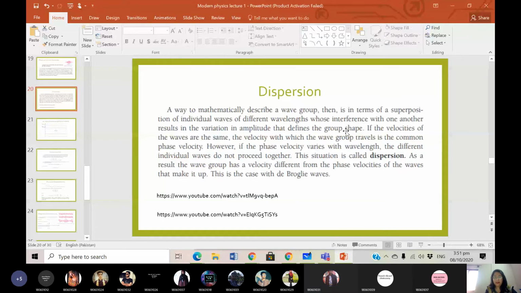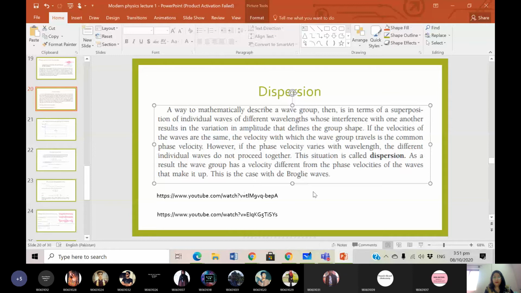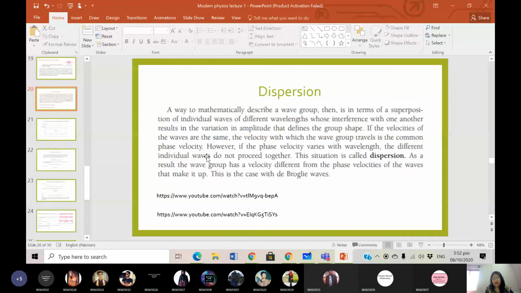जब वो interfere करेंगे एक दूसरे से, तो there will be a variation in amplitudes that will define the group shape. ठीक है, the velocities of the waves are the same, and the velocity with which the wave group travels is the common phase velocity. Basically, if the velocities, दोनों waves की velocities same हैं, then the velocity with which the wave group travels is the common phase velocity.